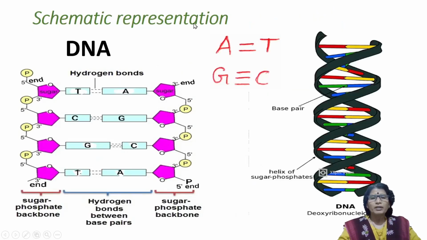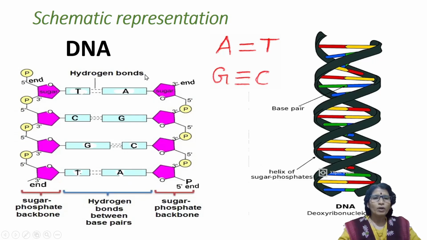The schematic representation of DNA. This is general DNA view. This is clear, complete molecular representation of DNA, phosphate, sugar and nitrogen base. Up to here, this is one polynucleotide strand and sugar, phosphate and nitrogen base. Up to here, this is one polynucleotide strand.